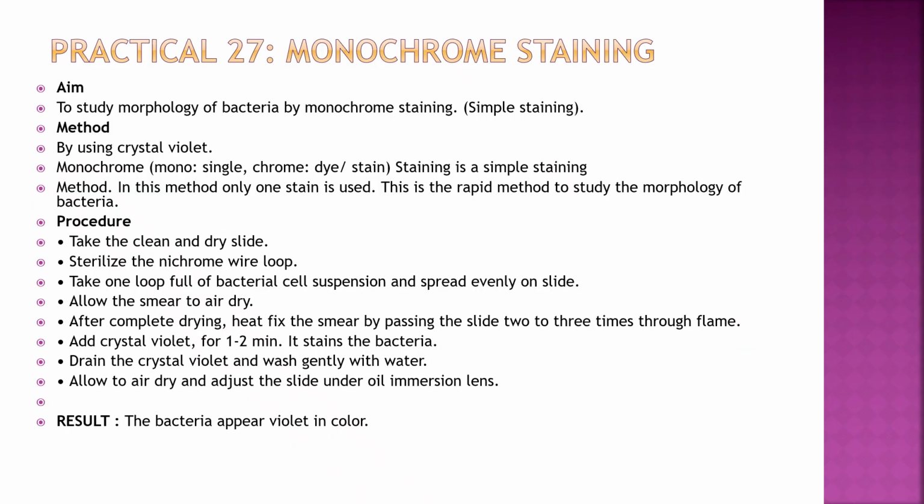Monochrome staining on the smear. So it is simple staining. You can take either crystal violet or any stain like methylene blue. So you have to make the smear, heat fix that smear, and then flood that smear with the crystal violet, and then after 1 to 2 minutes wash and air dry, and then see under oil immersion lens by putting oil on the smear. So all bacteria will appear violet in color.